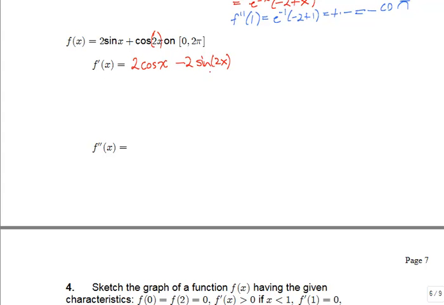Cosine and sine are always nicely defined. They're never fractions or anything like that. So we don't have to worry about dividing by 0. We just need to find out when this will be equal to 0. We don't have to worry about the DNE case.